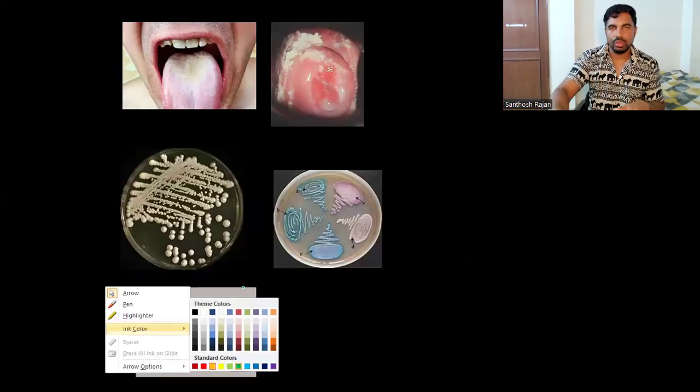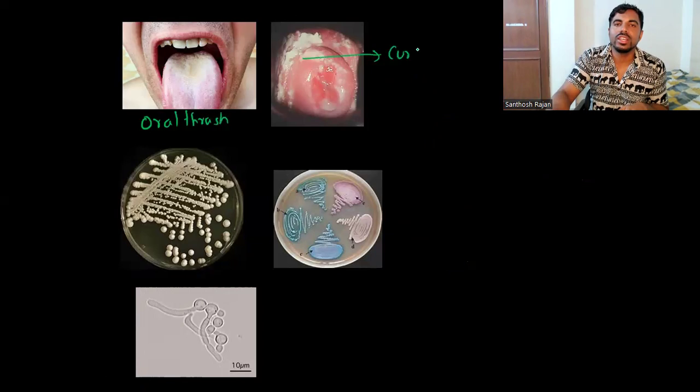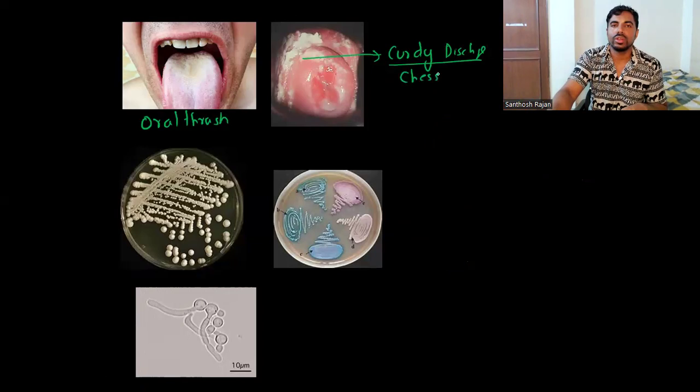This picture is also expected. Recently they were not asking, but now you can expect it. This is oral thrush or oral candidiasis. This is vulvovaginal candidiasis, with a curdy or cheesy discharge. In Trichomonas vaginalis, which discharge was it? Green colored discharge. Here it is a curdy white discharge. Curdy or cheesy, both are right.